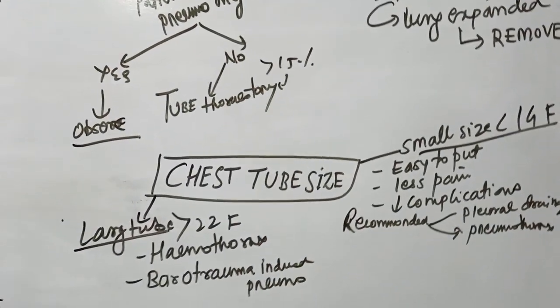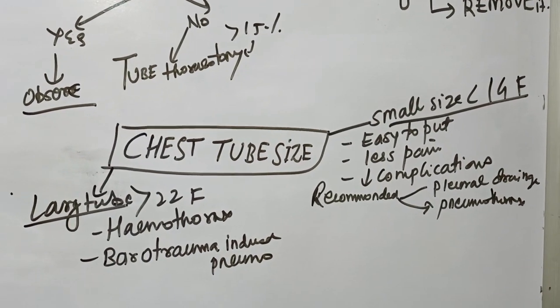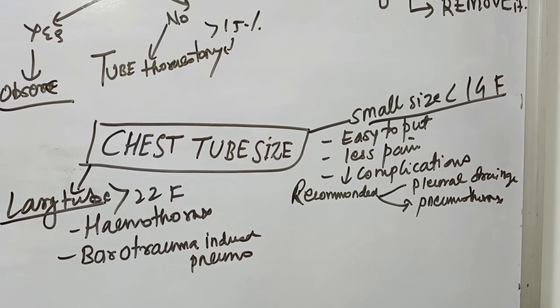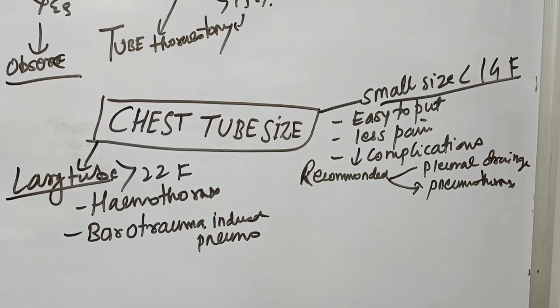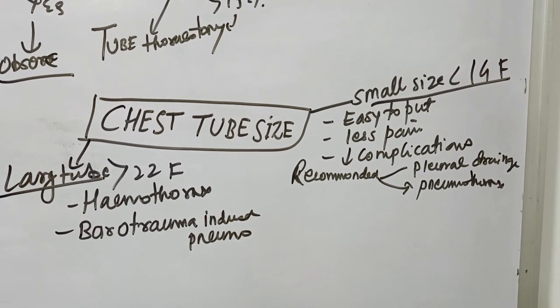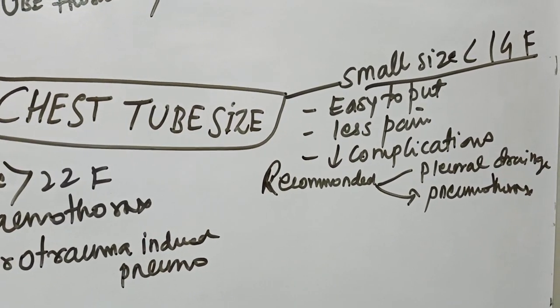A few words about the chest tube size. Usually we use a small size, less than 14 French. It is easy to put by the Seldinger technique. It causes less pain and fewer complications. It is recommended in pleural drainage or pneumothorax.